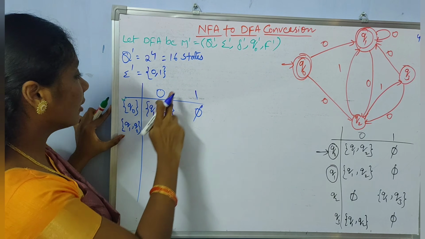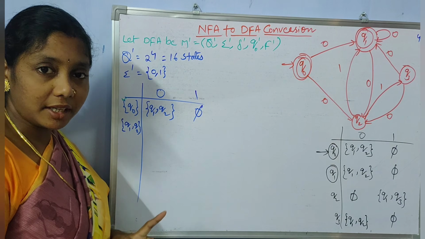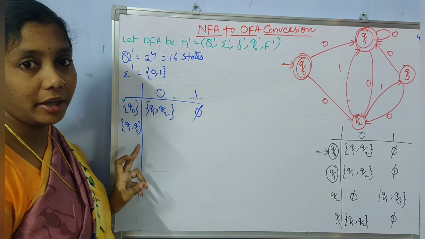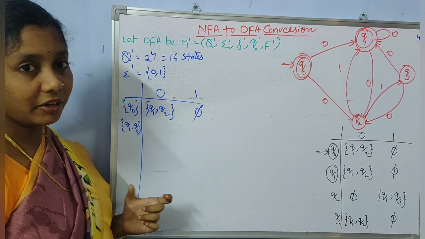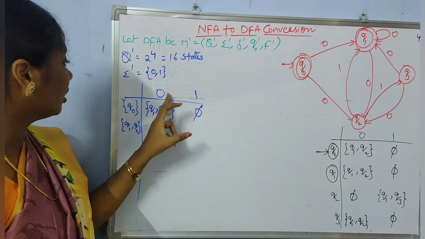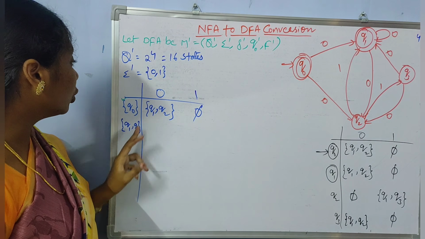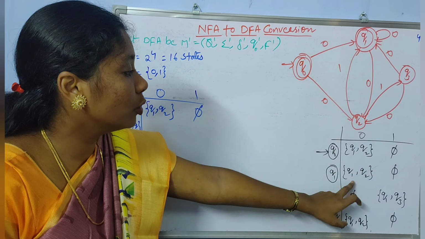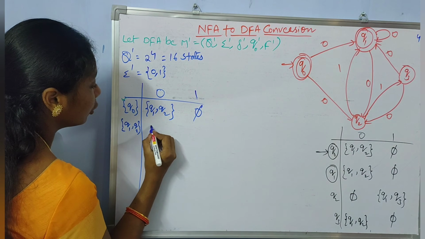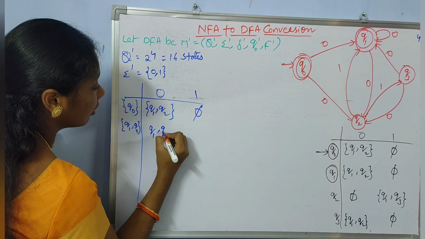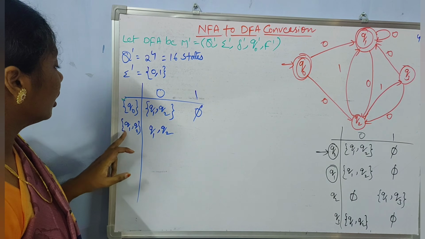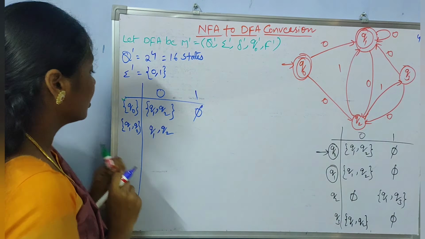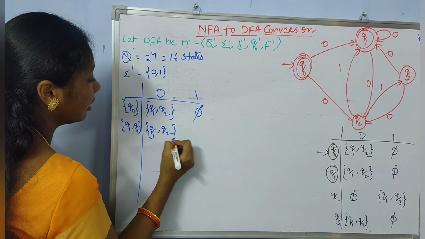So Q1, Q2 on 0. According to subset construction, if you are going to perform a transition on some set of states, we need to unite the individual transitions. That means we consider the Q1 on 0 transition, union the Q2 on 0 transition. Q1 on 0 goes to Q1, Q2, and Q2 on 0 goes to 5. So here is the resultant state.